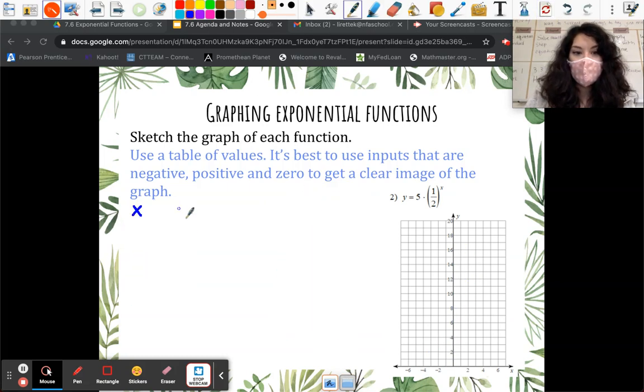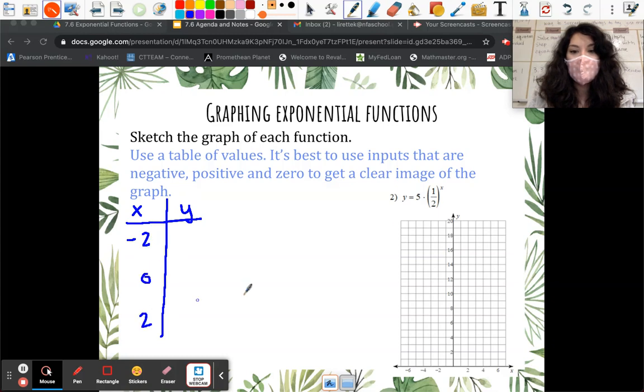So we've got x, y, and again, for the sake of time, I'm just going to do -2, 0, and 2. And remember, for an input of 0, you're just going to be left with that initial amount a. So I know that this output is going to give me 5 right away. So I'm just going to do my others.